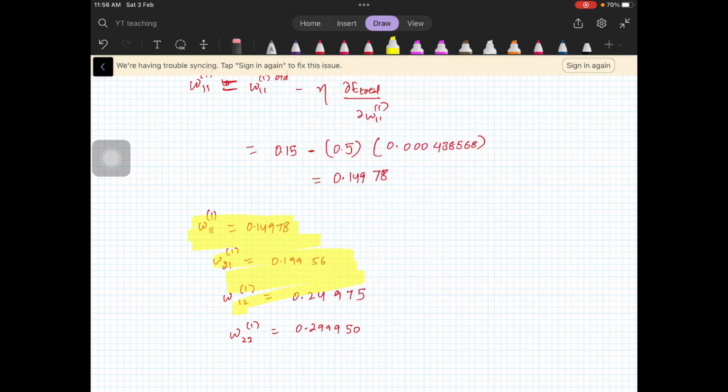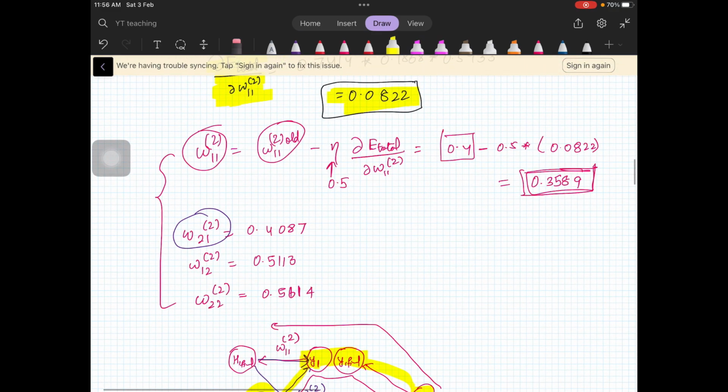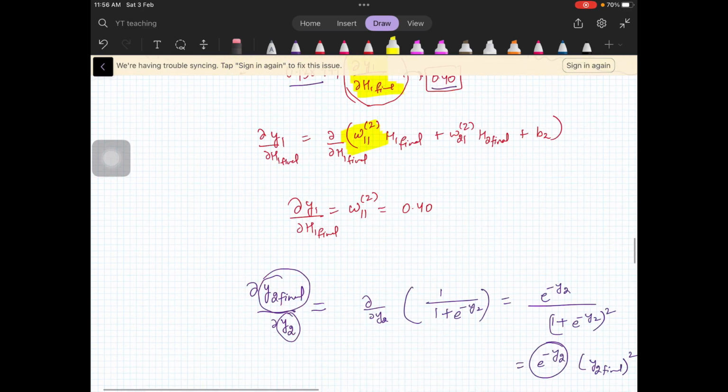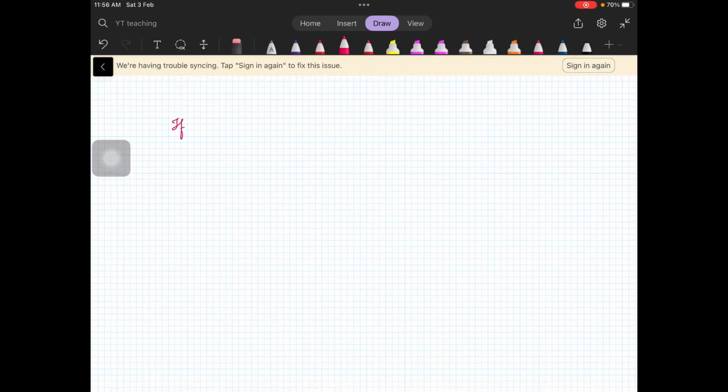Okay, so these are the updated weights, and we already updated the weights for the second layer. Here were the updated weights in the second layer, right? So we have updated all the weights. Now you have the same structure again with all the weights, and if you now perform a forward pass, you will get these values. You'll get y1 equal to 0.0159 and y2 equal to 0.98.